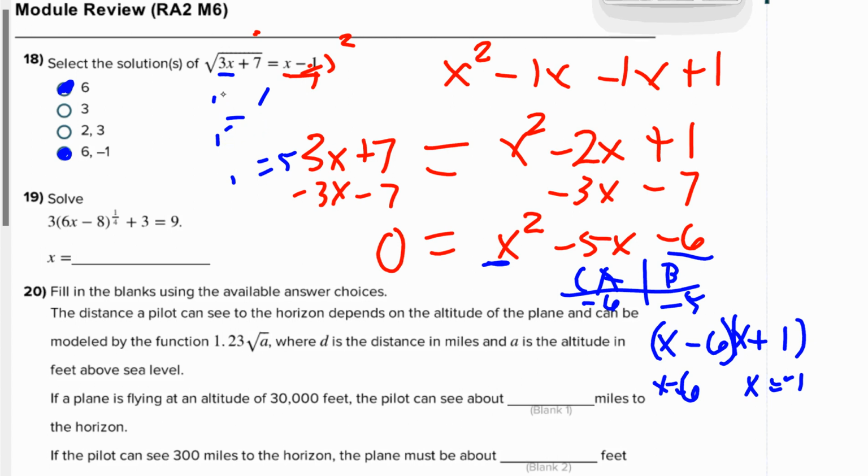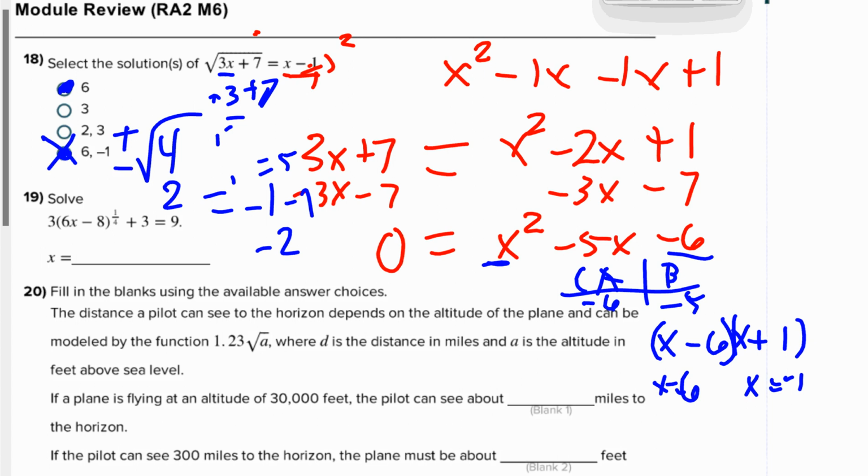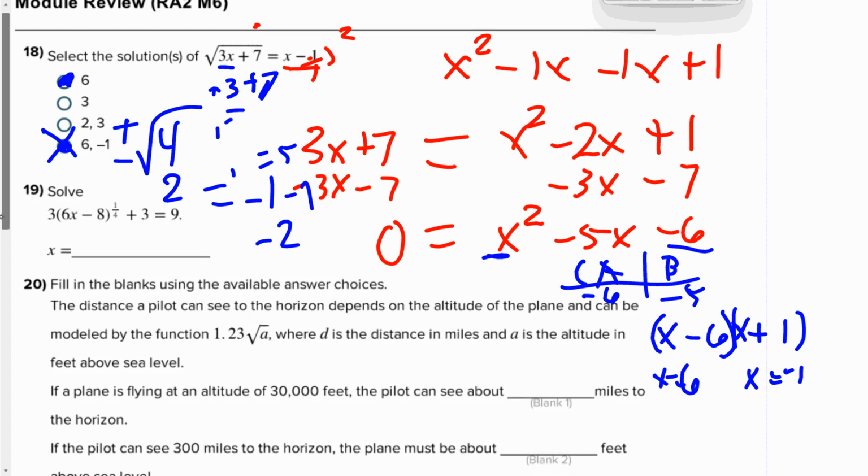So if I plug in negative 1, I get negative 3. Negative 3 plus 7 is 4. Square root of 4 is 2. And negative 1 minus 1 is negative 2. So I'm pretty sure it's probably going to say just 6 is the answer, because they're probably looking at the principal square root, I would say. So it's probably just going to be 6.